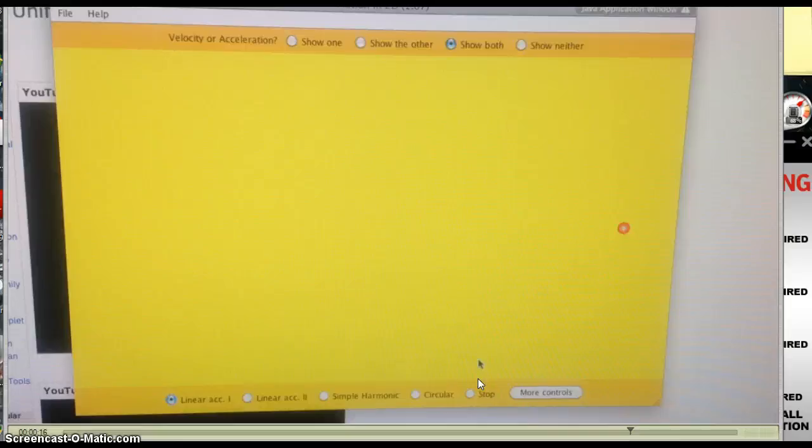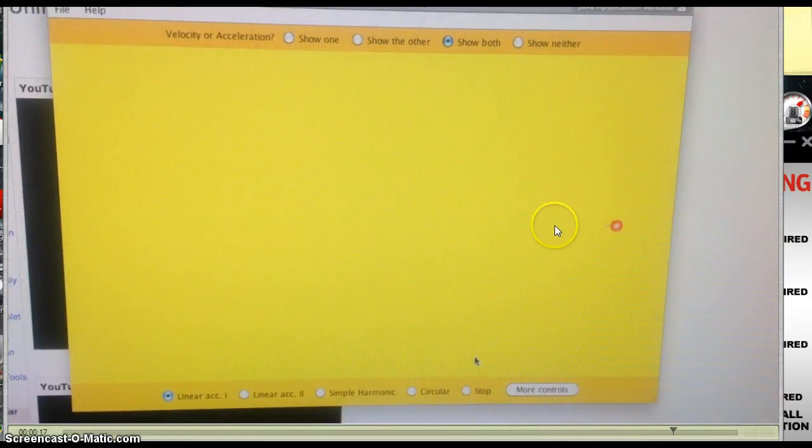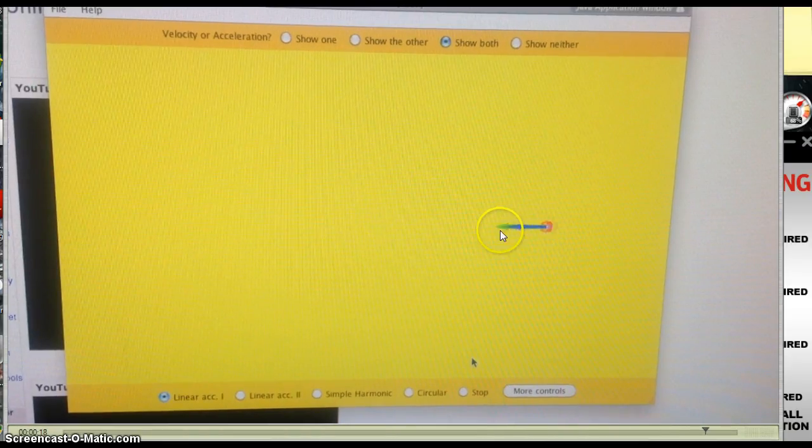You can see that from the green, right here. If it's green, it's starting to speed up. Then eventually it's going to slow down.